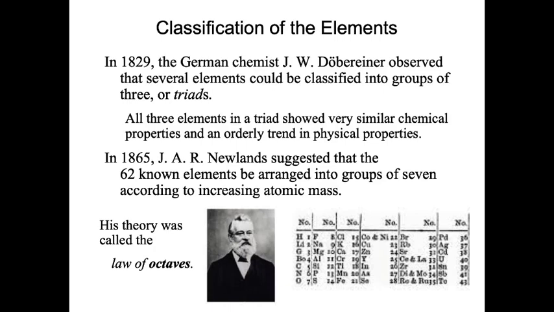We didn't have all of those elements discovered yet. We're still in the 1830s. So with a limited amount of elements, he's going to start to only see simple patterns. Those simple patterns weren't elaborated on until we get more elements. 1865, Newlands goes through with 62 elements, and he groups them into groups of 7 according to atomic mass.